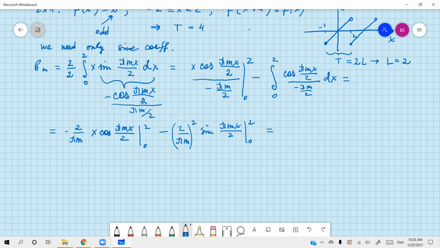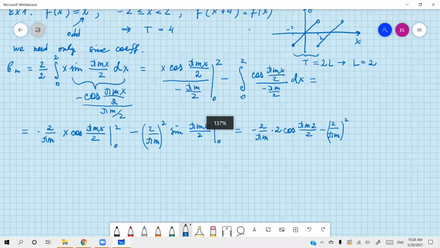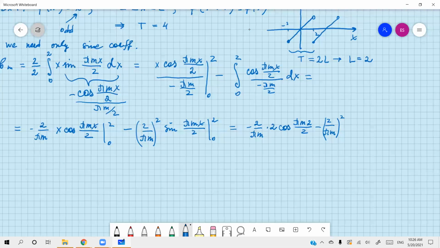So the first substitution of 2 over here and over here is going to give me minus 2 over pi m multiplied by 2 cosine of pi m multiplied by 2 over 2. Substitution of 2 into sine is going to give me, sorry, supposed to copy the coefficient first, 2 over pi m squared. Yes, I'm going to just shift it a little bit this way. Sine of pi m multiplied by 2 over 2. So I just substituted 2.